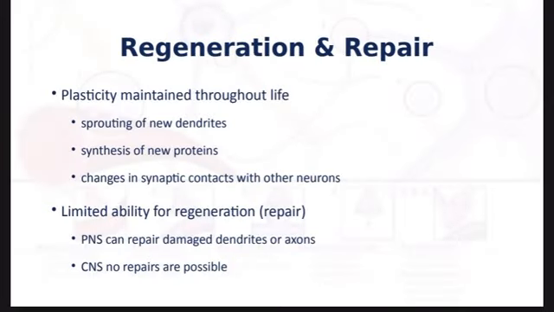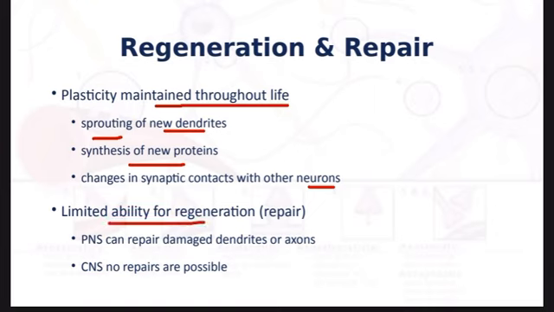طيب regeneration and repairs. Plasticity maintained throughout life. كان أول الاعتقاد إنه البلاستيسيتي will stop at whatever age 15 16 بس فعليا we can see cell divisions or plasticity حتى مع شخص عمره 80 سنة بعد stroke injury. There is sprouting أو زي الزرع للنيو dendrite, synapse of new proteins, a change in the synapse contents with the other neurons. So there is plasticity. That's one thing. However, we still have limited ability to regenerate or repair.